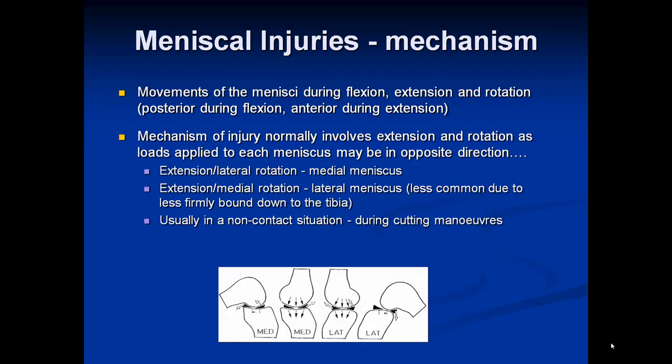What is the mechanism of meniscal injuries? Movements of the menisci occur during flexion, extension and rotation. Injury normally occurs during extension and rotation, as loads applied to each meniscus may be in the opposite direction. So with extension and lateral rotation, the medial meniscus is often injured. With extension and medial rotation, the lateral meniscus is most commonly injured, although the actual incidence is less common, as I said before, because it's less firmly bound down and so can move out of the way. Usually it's a non-contact situation during side-to-side or cutting manoeuvres.